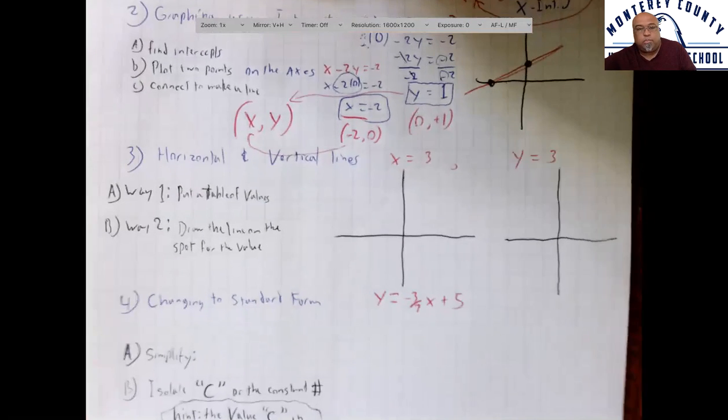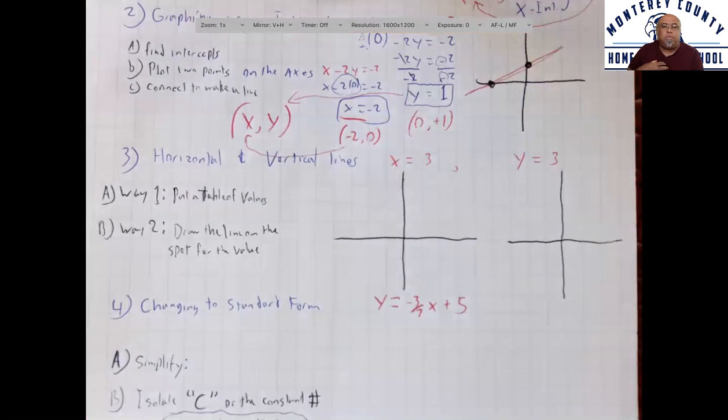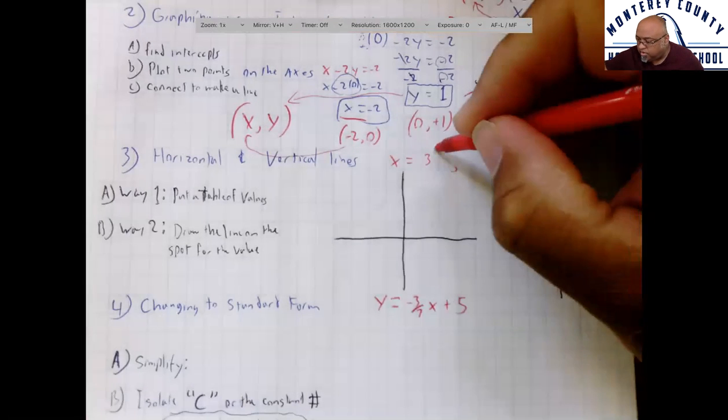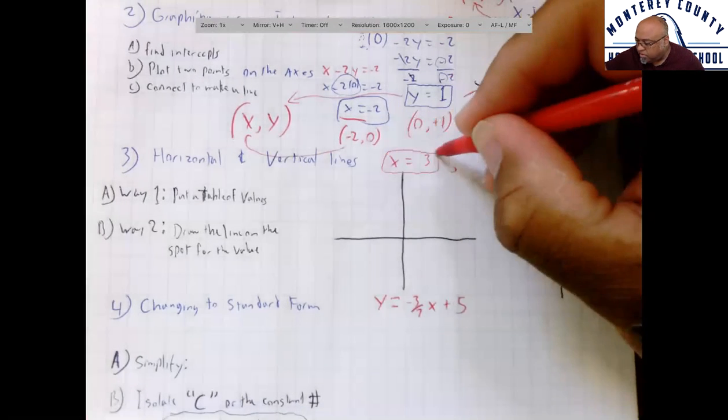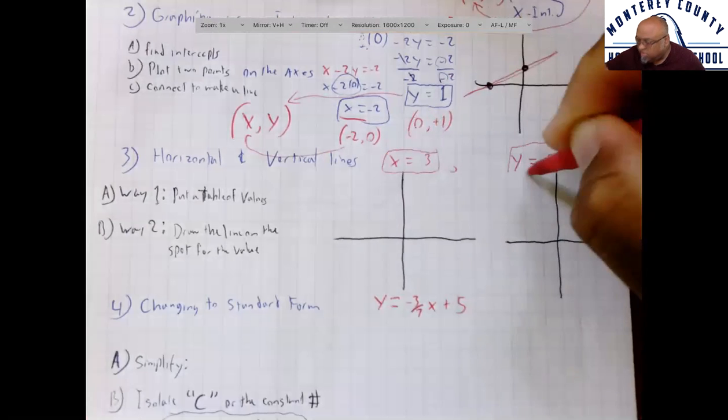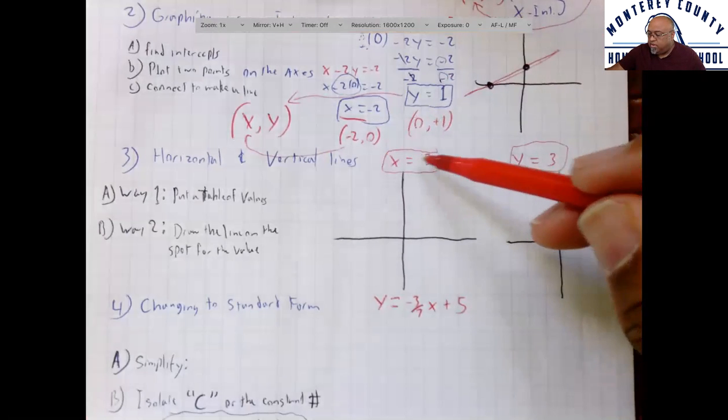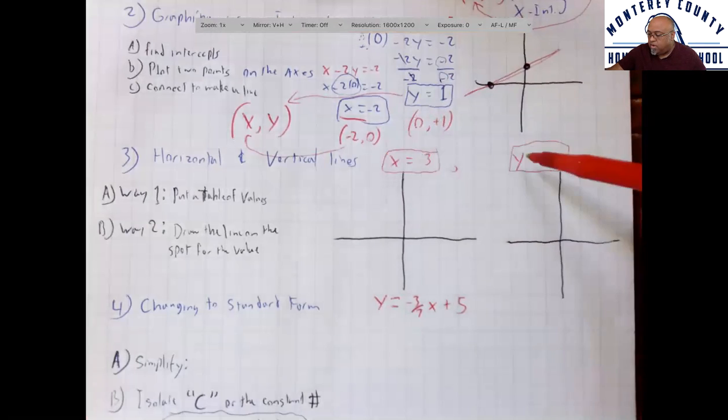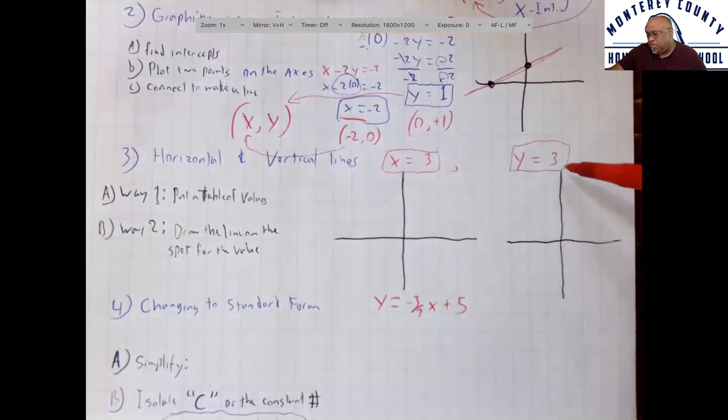Now, let's do problem 3. What do you do when you have a horizontal line or a vertical line? When you have a horizontal line or a vertical line, its equation is going to be very simple. X is equal to 3, and y is equal to 3.